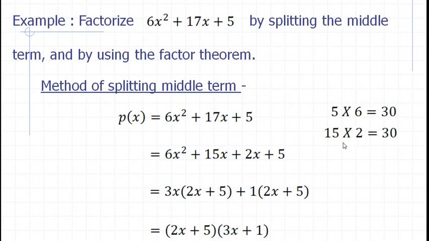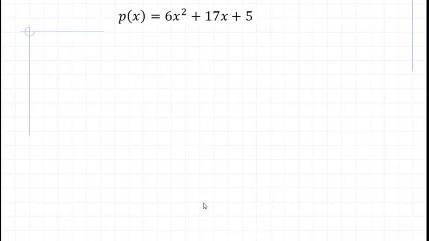Next is the factor theorem method. So your polynomial p(x) was 6x square plus 17x plus 5.